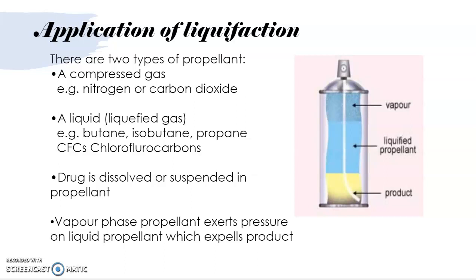Now during manufacturing process, the propellant is liquefied using low temperature and high pressure, and it is filled into this container. Upon actuation, the pressure is released, and the liquefied gas, along with product concentrate, gets expelled from this orifice when it comes in contact with external atmosphere, leaving the product concentrate in the form of fine particles or globules or fine sprays. So this is how actually aerosol works.